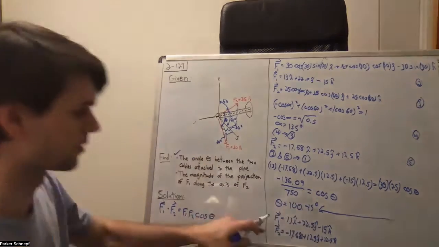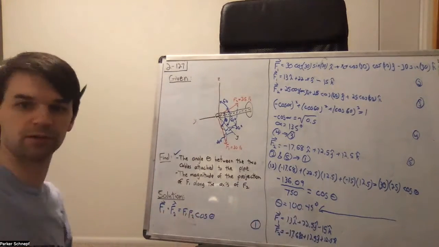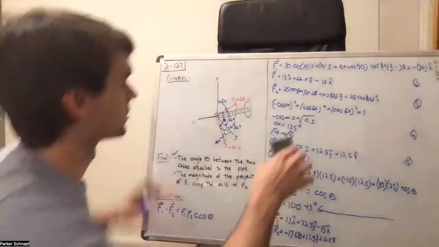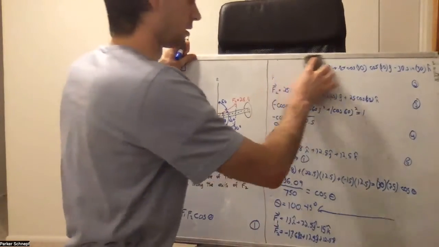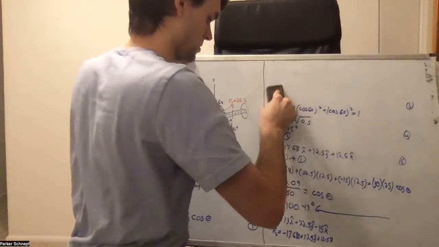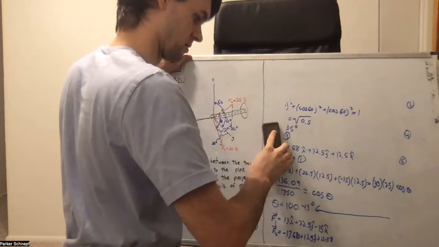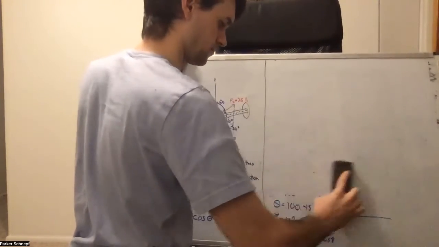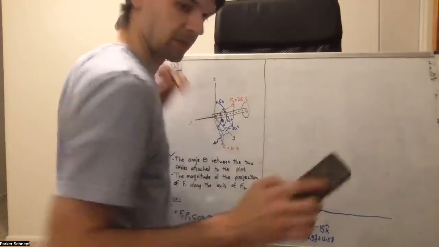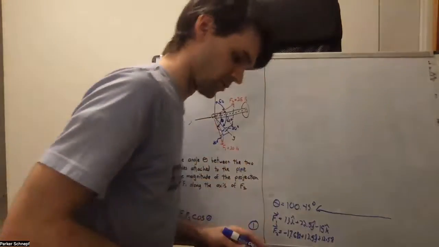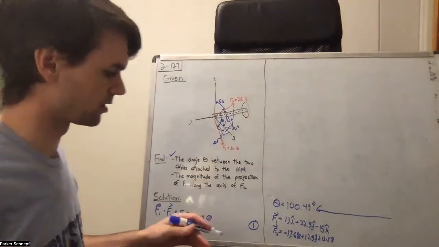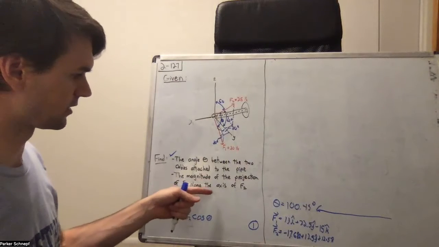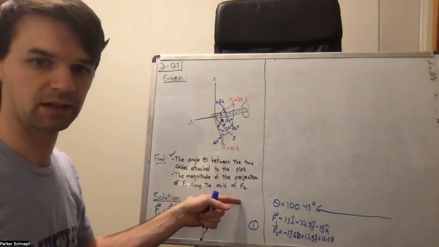Okay, so we're going to refer to those here in the second part. So I want to make sure that we don't erase all that. But I'm going to erase this up here. Okay, so now we're going to project F1 along the axis of F2.